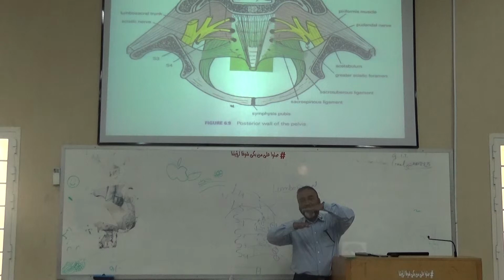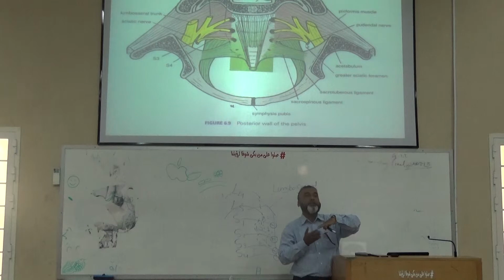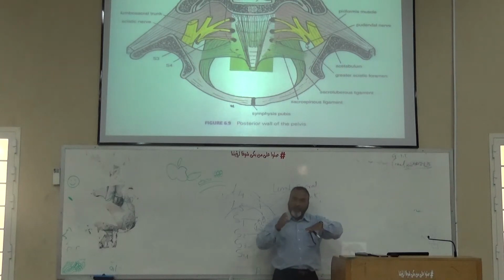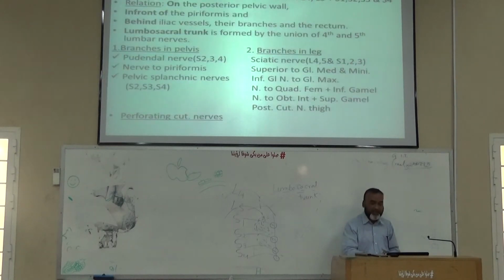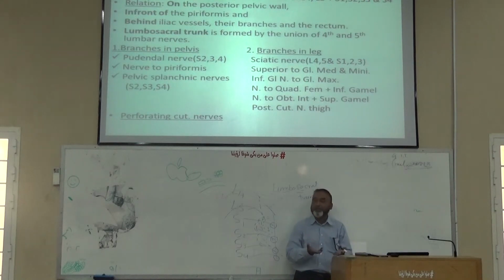Because between the greater and the lesser sciatic foramen, there is the pelvic diaphragm. So it has to supply the perineum. It leaves from the greater sciatic foramen and re-enters from the lesser sciatic foramen. Okay, so this is the first branch, the pudendal nerve. Then the second branch is the nerve to piriformis, which supplies the piriformis muscle within the pelvic cavity.